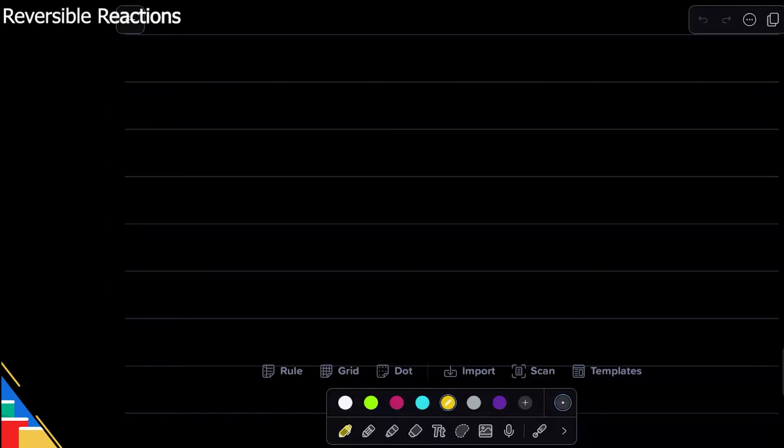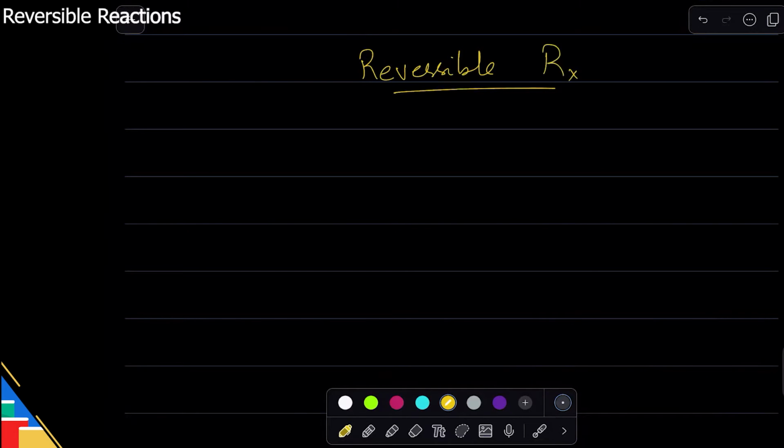All right, so today our topic is a very convenient, very easy topic, and this is reversible reactions. The idea of a reversible reaction, as the name suggests, is that this reaction can produce reactant from product and product from reactant. Because normally, how does a reaction occur? You have reactants and you have products, and usually reactants become products.